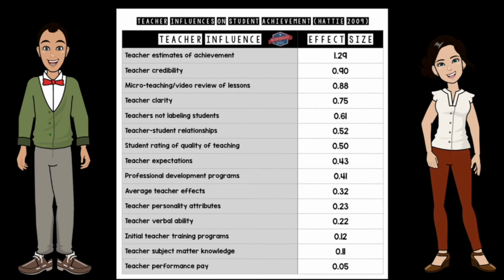Have you ever heard of flipped learning? Yeah, that's the next wave in education. Teacher clarity comes next. Teachers not labeling students. Look at the effect size on teacher-student relationships. Student rating of quality of teaching. That's a dangerous thing to ask for, to have students appraise and evaluate your teaching. Be careful what you ask for, because you might just get the truth.